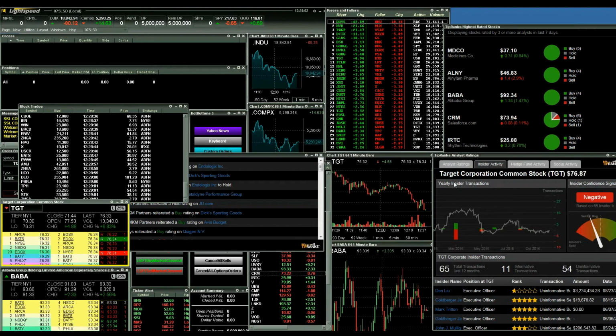And the chart itself with the number of transactions, can you just define the chart? Sure.